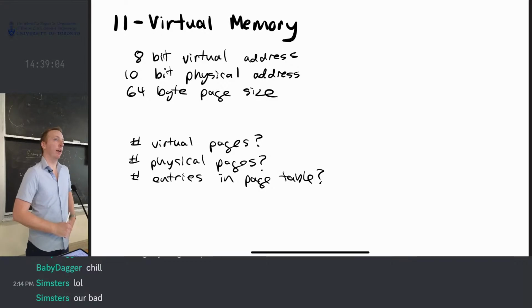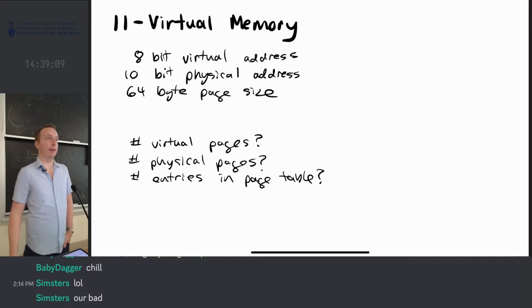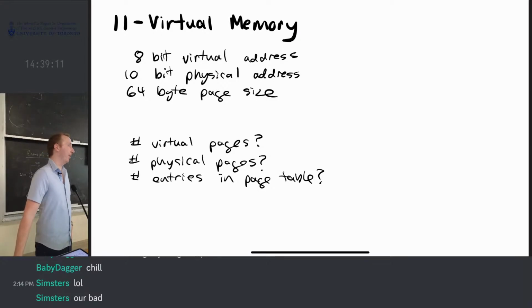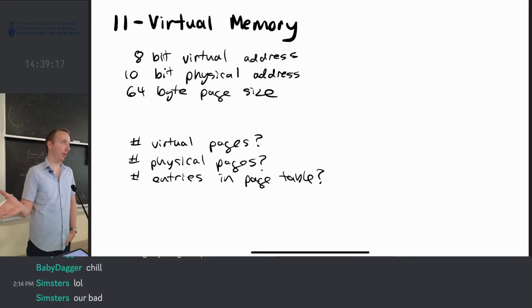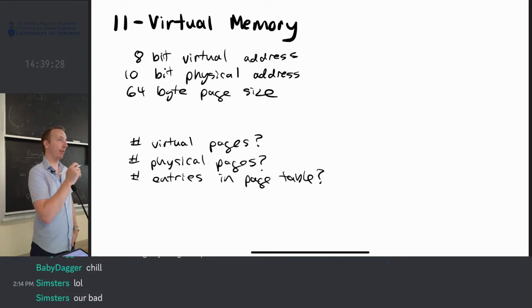All right, so our first thing we need to figure out is essentially how many bits we need for our offset, or how many bits we need to be able to access within a page. So if we have a 64-byte page, how many bits do I need to access every single byte in that page? 6. Everyone agree with 6?